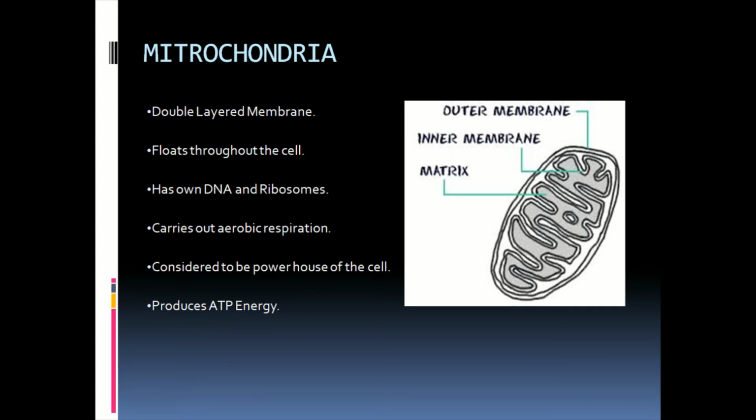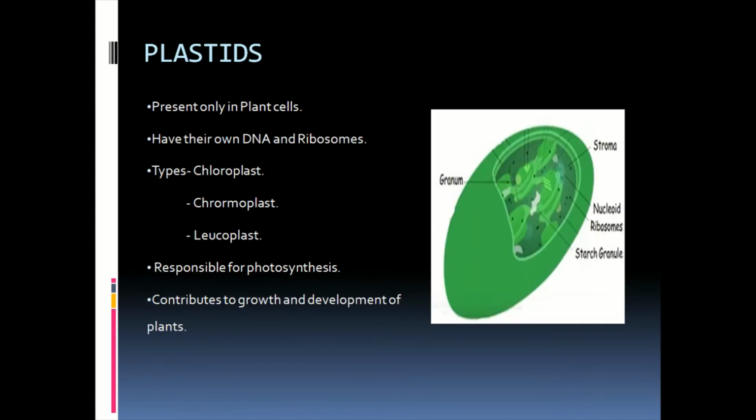Now coming to the third organelle, that is plastids. Plastids are generally found in plant cells. Like mitochondria, plastids have their own DNA and ribosomes. They are only present in plant cells and are absent in animal cells. The types of plastids we can see here are chloroplast, chromoplast and leucoplast.